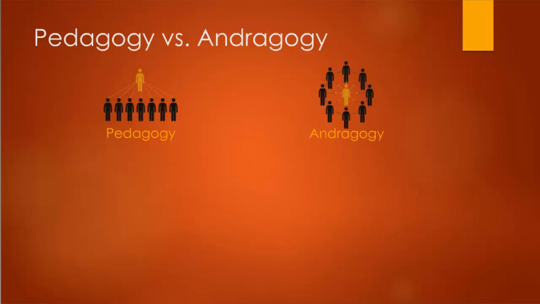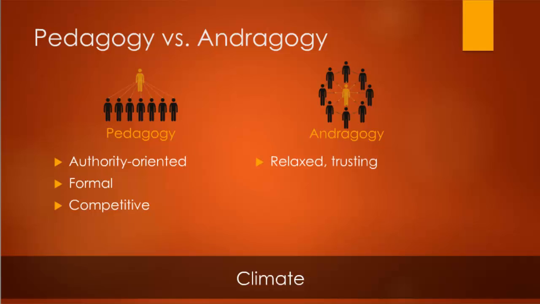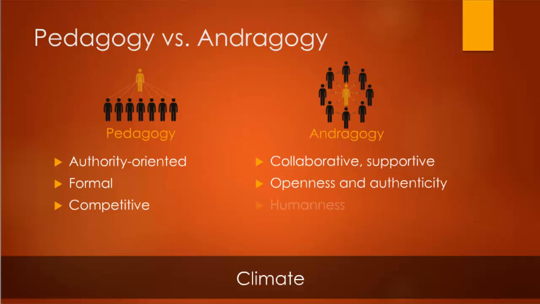The next area we'll compare is classroom climate. A classroom designed on a pedagogy model has the teacher as the authority. The classroom environment is formal and competitive. A classroom designed on andragogy is a collaborative environment where the learner's experiences are valued. The hierarchy is gone, and each person is respected and valued as an individual. It is a more informal environment that exudes warmth and trust.